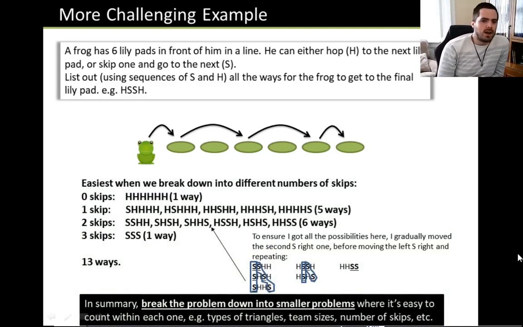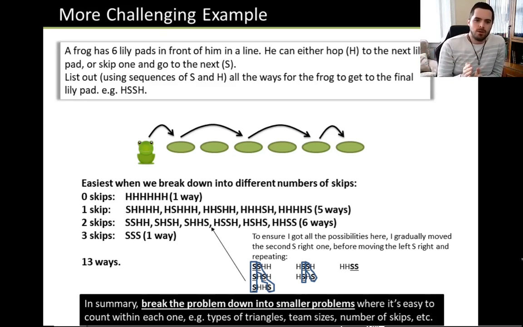So how do we do this? I think I've got that... no, I did have it the right way around. What we do is look at the number of skips. Because again, bearing in mind it all has to add up to 6, we can say 0 skips, all the hops. There's only one way we can do that.